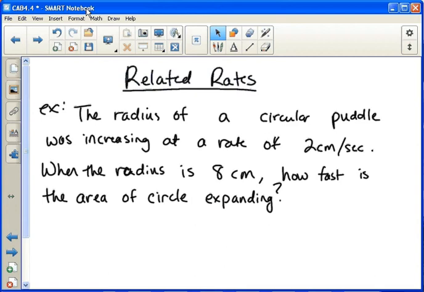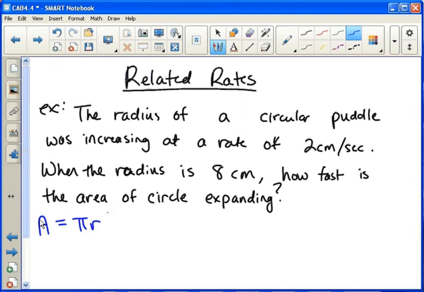Well, first you have to figure out what formula to use, and they're asking us about the area of a circle. So I would do A equals pi r squared. Now they're asking us about the rate of change for these things, so we need to take the derivative of it. We're doing it with respect to time, so you can do dA over dt equals, then pi r squared would become 2 pi r, because you multiply by the 2, subtract 1 from the exponent, dr over dt. So that is the derivative of this area formula.